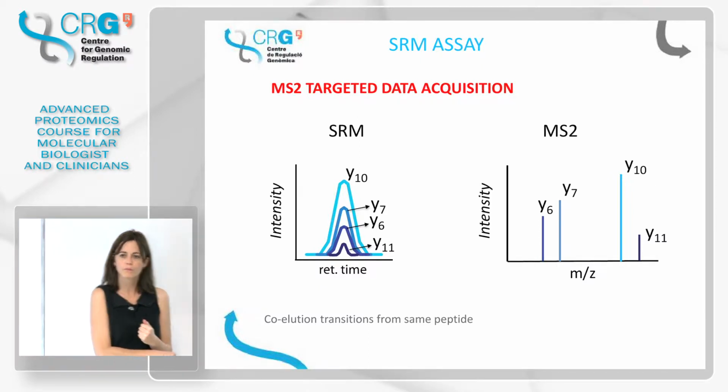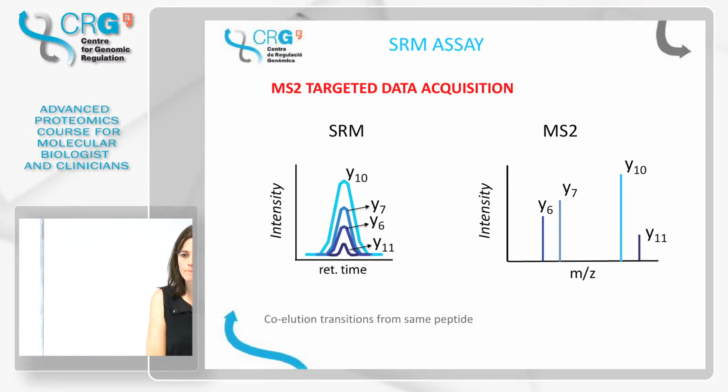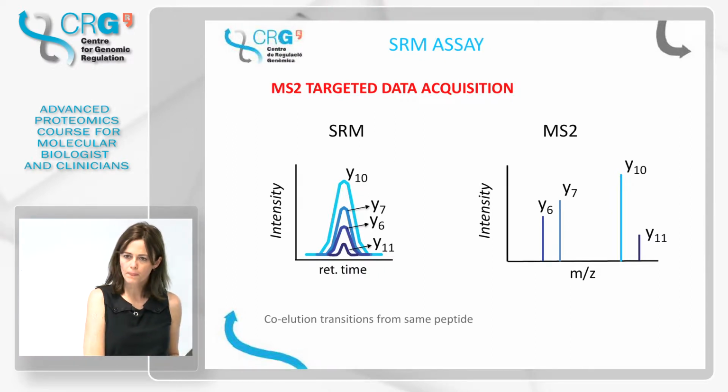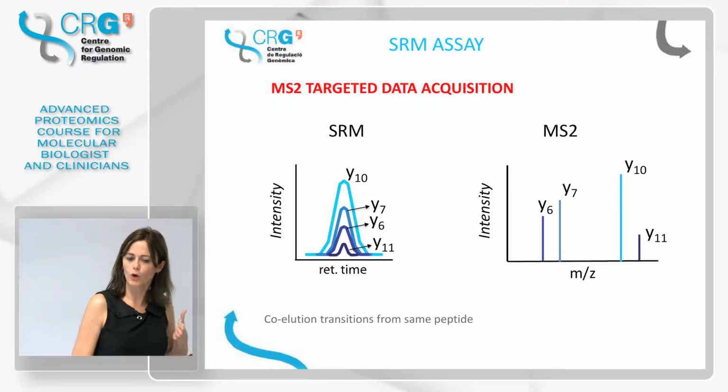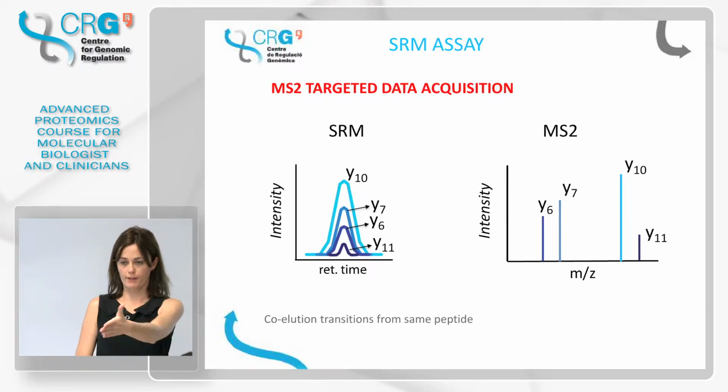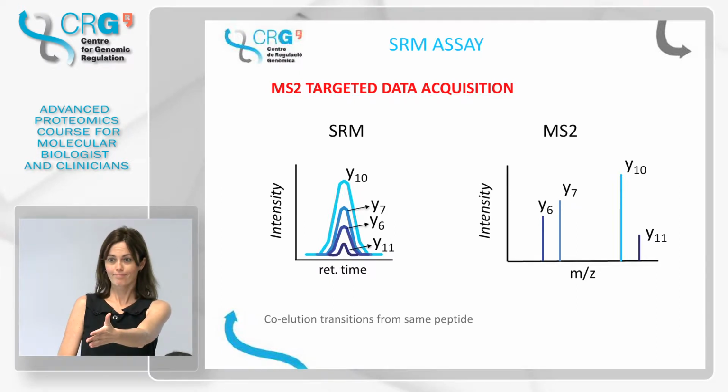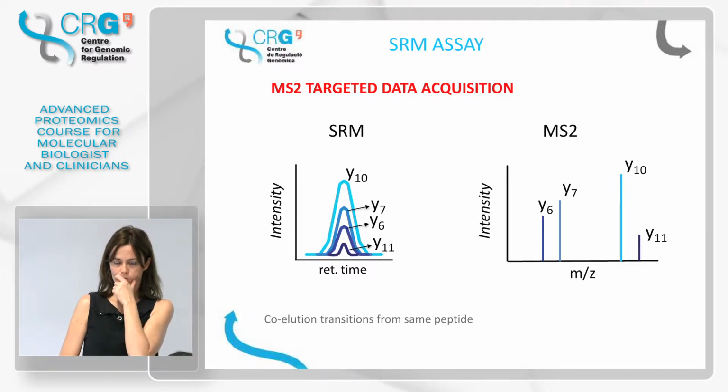So I don't understand why they are coeluting, because fragments could be different. But they, the same peptide. Yes, but they coelute in the chromatography. Yeah, but independently of whether the fragment is bigger or shorter.